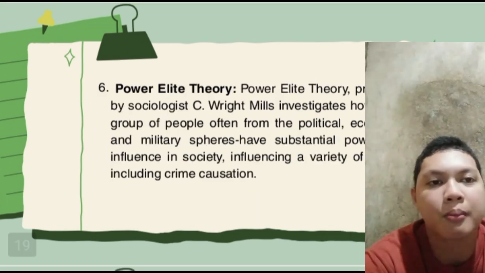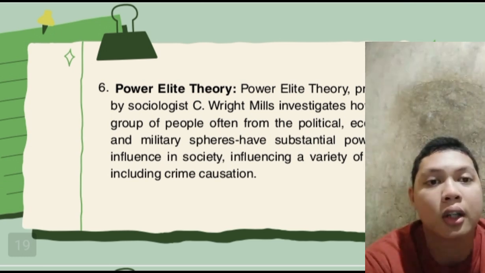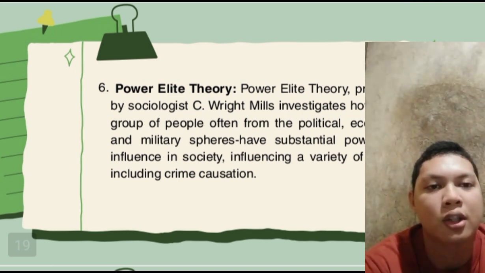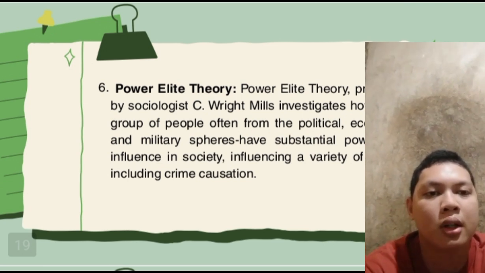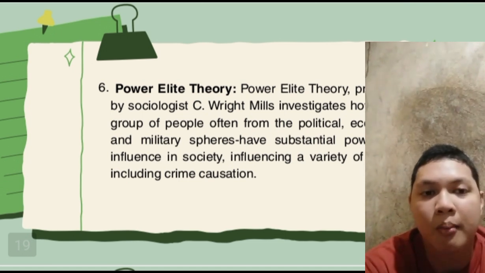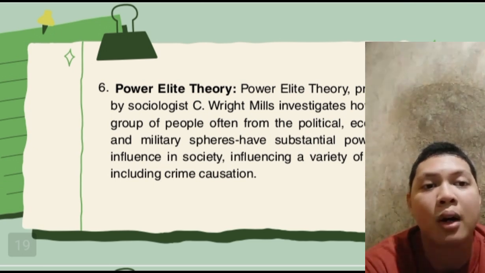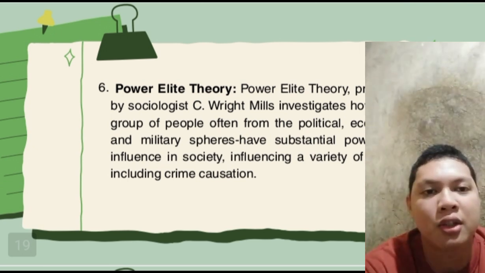So, power elite theory, proposed by sociologist C. Wright Mills, investigates how a tiny group of people, often from political, economic, and military spheres, have substantial power in influencing society, including a variety of issues such as crime. This theory explains that a small group of powerful people, usually from politics, business, and the military, hold major influence in society. Because of their power, they can shape decisions, policies, and even conditions related to crime.